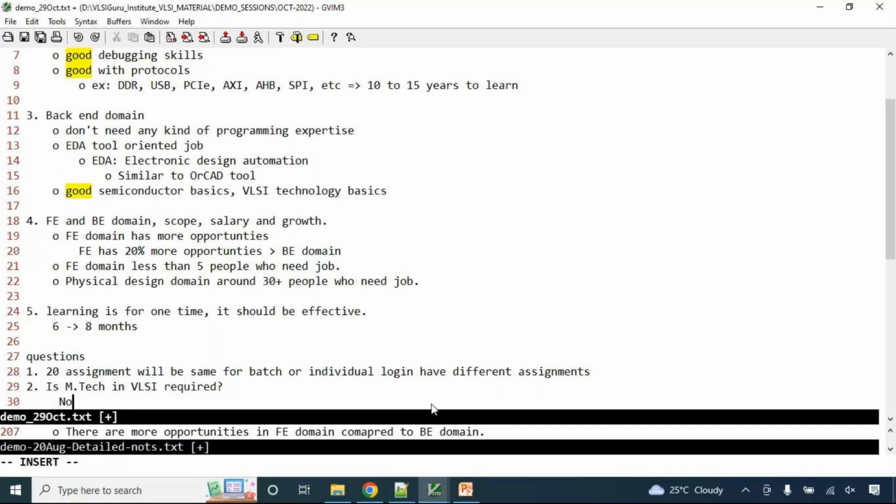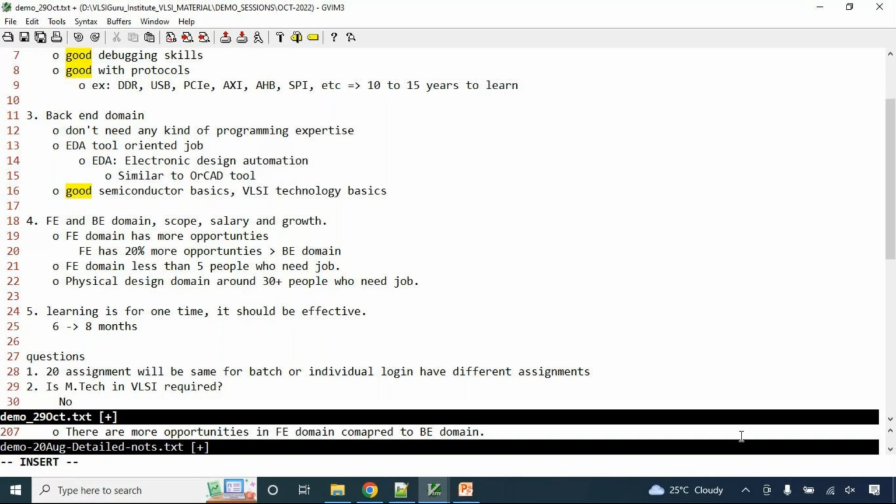Is MTech required in VLSI? Not at all required. Even if you are BTech, all that requires is common sense. To get a job, all that requires is common sense and dedicated focus. Understand the problem, have the required skill set, programming skill set, anything, and you just go to the job and you should not become a burden to the team. You should work independently. That's all. Then everything happens automatically. It doesn't matter whether you are BTech or MTech.